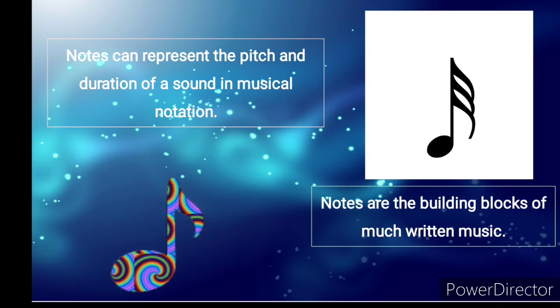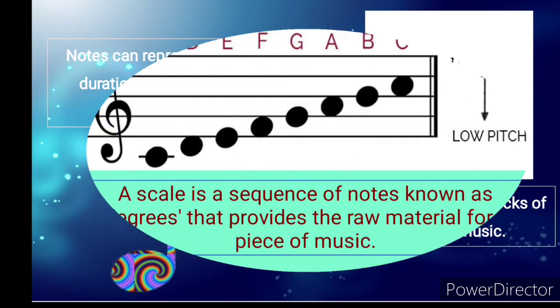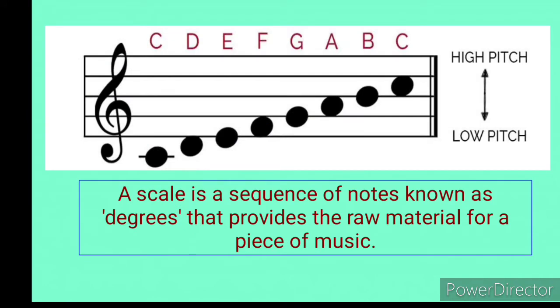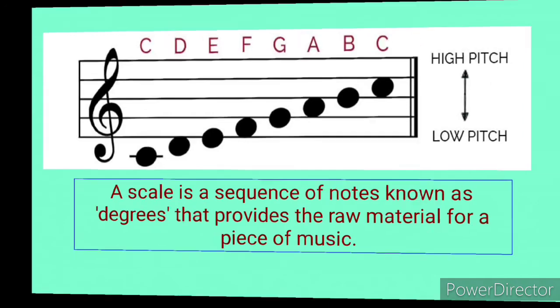Notes are also the building blocks of much written music. That's why we can have it in a scale, which is a sequence of notes known as degrees that provide the raw material for a piece of music. When we sing do, re, mi, fa, sol, la, ti, do, ti, la, sol, fa, mi, re, do, we just use the notes that are 1 beat each to climb up and to come down from low pitch to high pitch. As we go on, we are going to get it more clearly on what we mean.